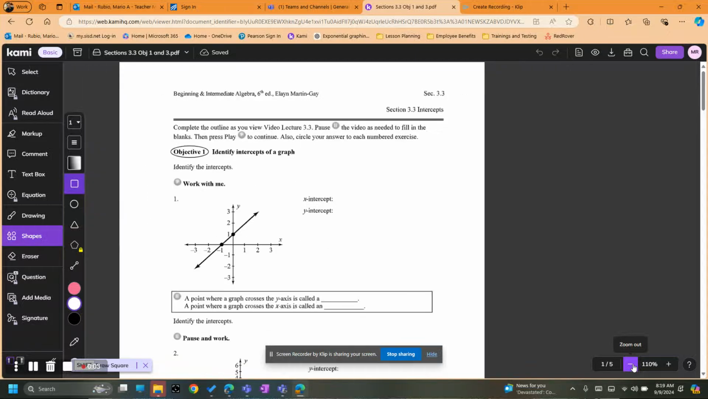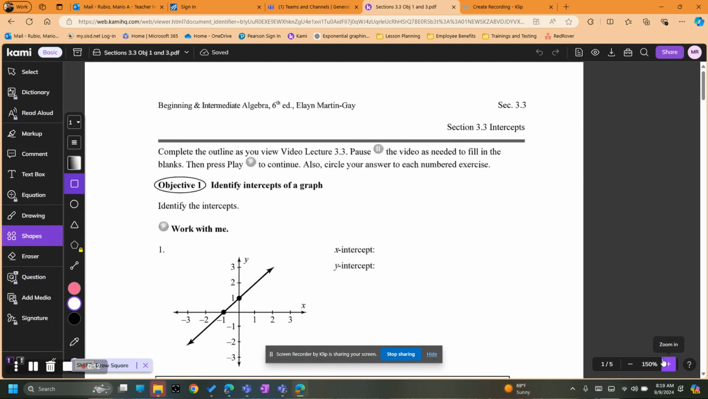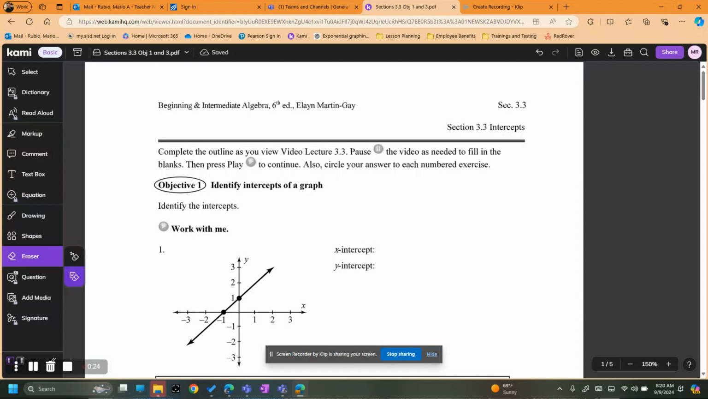How are you today? So today, for this part of the notes, I'm going to make the video for you. We're going to be covering section 3.3, objectives 1 and 3. You should have the handouts in the front of the class. What we're going to talk about today is called the intercepts. So we're going to identify intercepts of a graph.